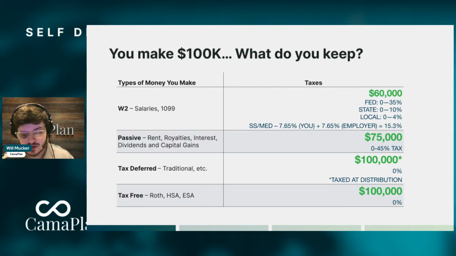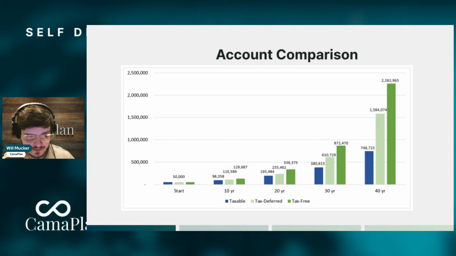Both accounts, that $100,000 of earnings goes back into the account. However, there's an asterisk next to the $100,000 for the tax deferred IRAs or retirement accounts, because when you take it out of the account, you're going to pay taxes on that $100,000 based off your current tax bracket. However, in the tax-free account, you already paid your taxes. So when you take it out for a qualified distribution, that's $100,000 you get to keep.